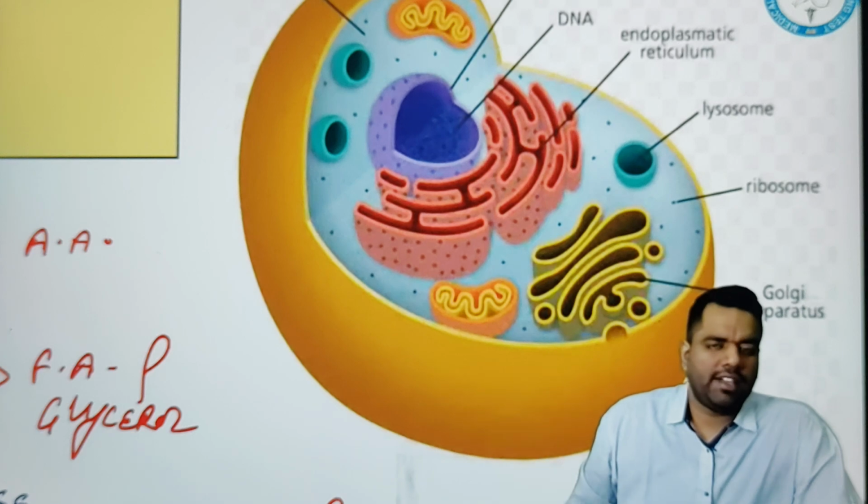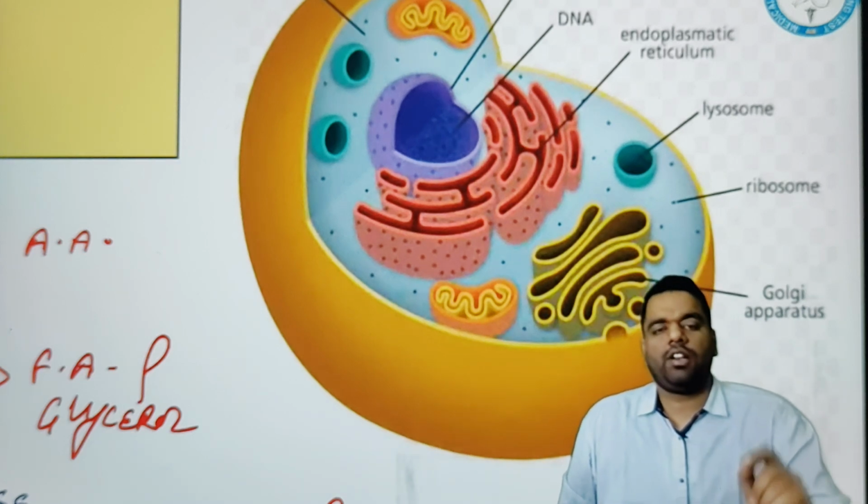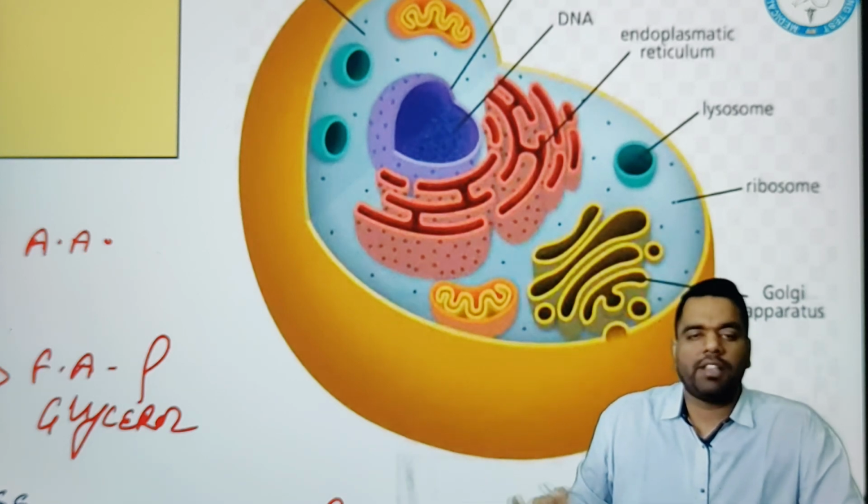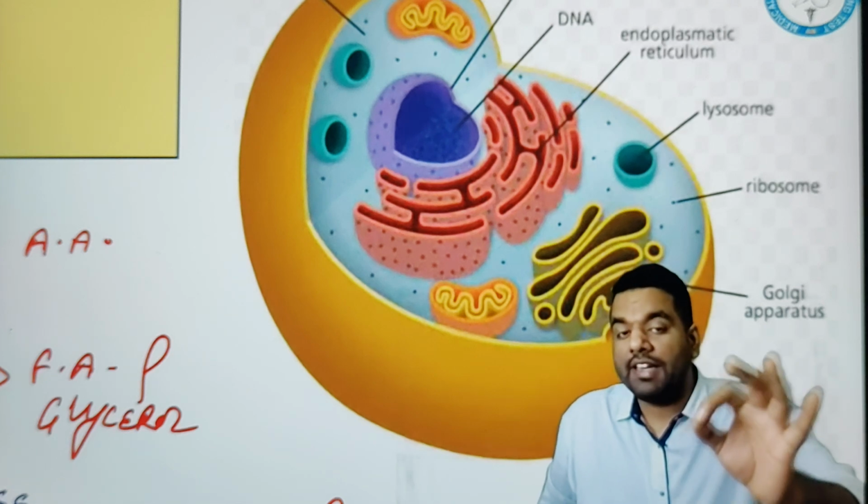So this is how the amino acid is required for protein synthesis, and this protein factory is called a ribosome, and this ribosome is present at the rough endoplasmic reticulum. So what is the function of the rough endoplasmic reticulum? The function is protein synthesis, right guys?